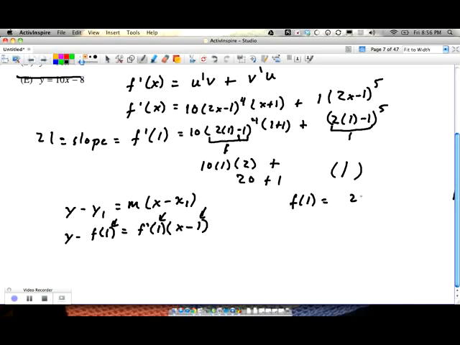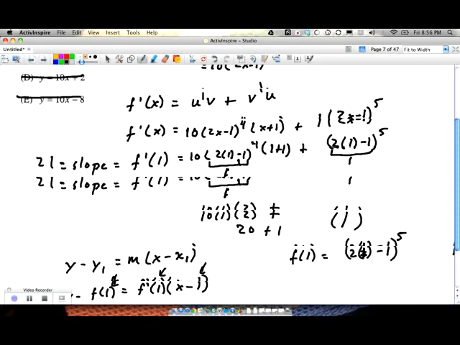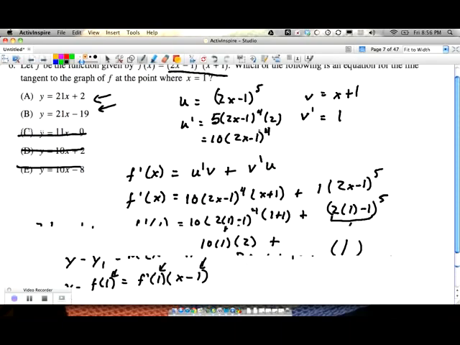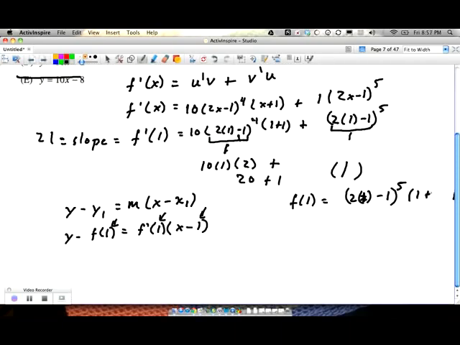f of 1 is going to be 2 times 1, pardon me, minus 1 to the 5th times, what's the second part of the product? It was x plus 1. So that's 1 plus 1. Well, 2 times 1 minus 1 is 1. 1 to the 5th is 1. So that's a lot of 1s. It's 1 times 2. So f of 1 equals 2.